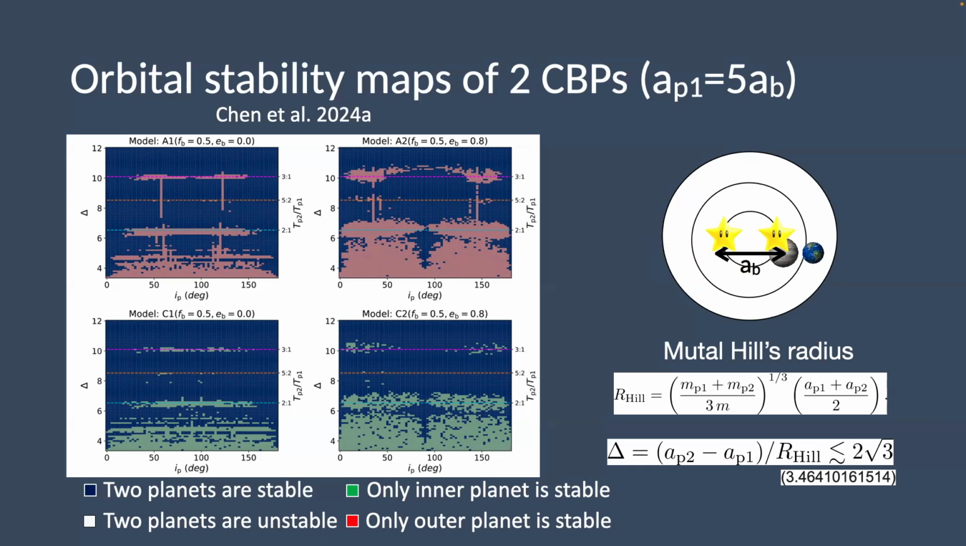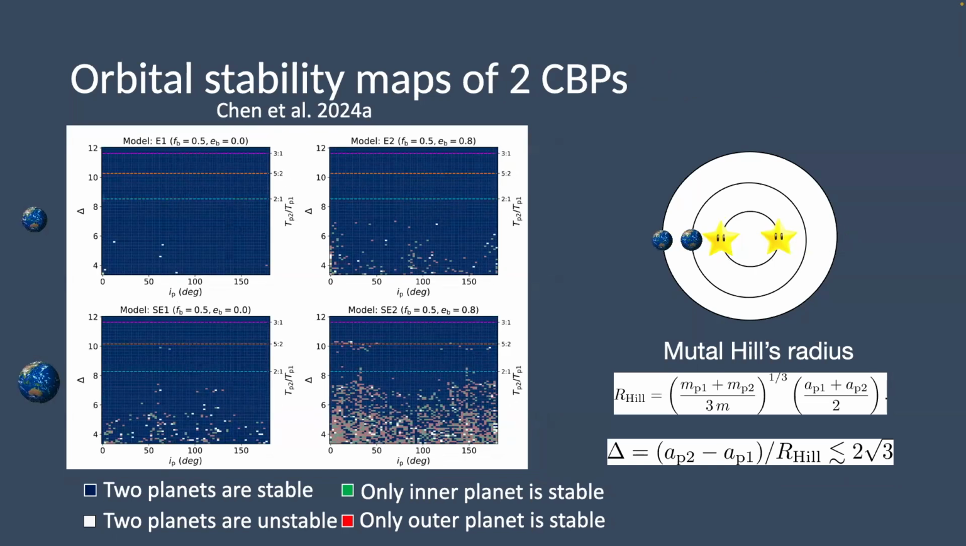Next, if we switch the order of the planets, so now the inner planet is Jupiter and the outer planet is the Earth, we see the same result and very similar maps to the previous upper panels, but in this case, we can see the survivor is still Jupiter.